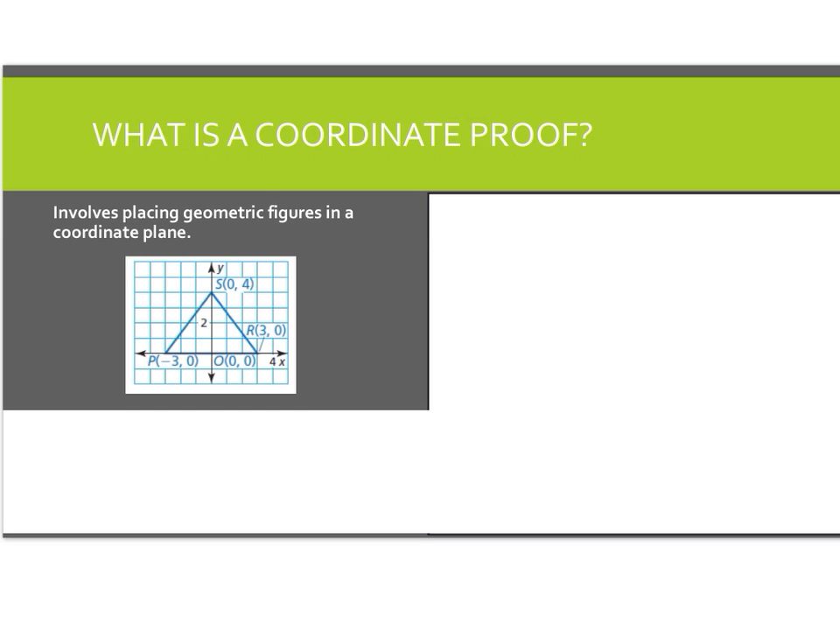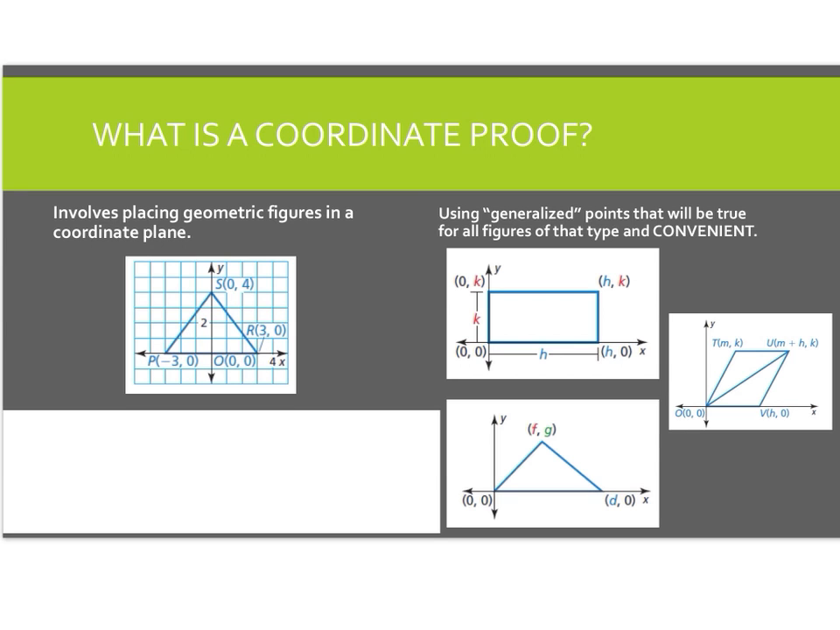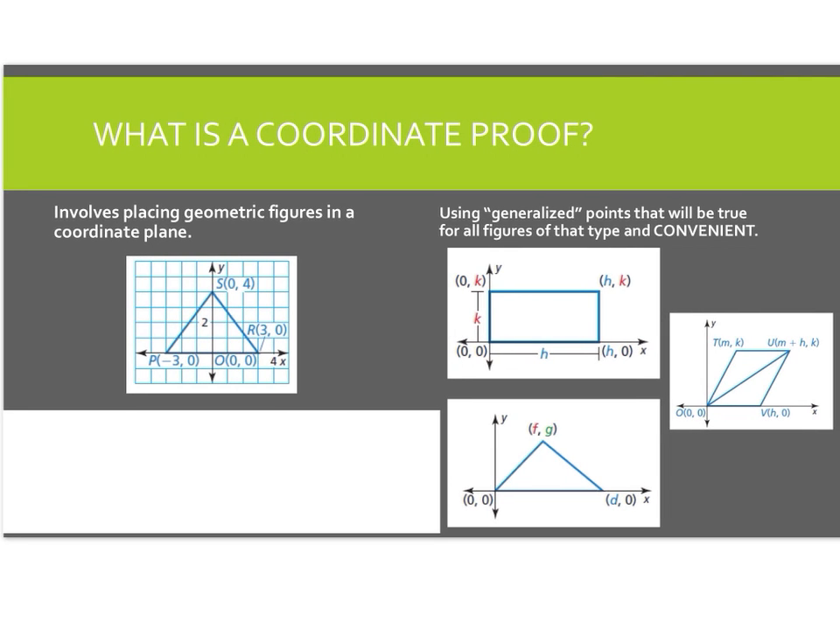All right, to get started with the coordinate proofs, let's identify what a coordinate proof is. Well, essentially, it's two things. It involves placing geometric figures in a coordinate plane, as you see here, and this is what we're familiar with. Our coordinates and vertices have numbers, and we plot these very easily. Then we also have situations where we use generalized points that will be true for all figures of that type, and therefore makes it convenient. So we've got three examples here. And as you can see, our coordinates are made up of variables and adding or subtracting these variables.